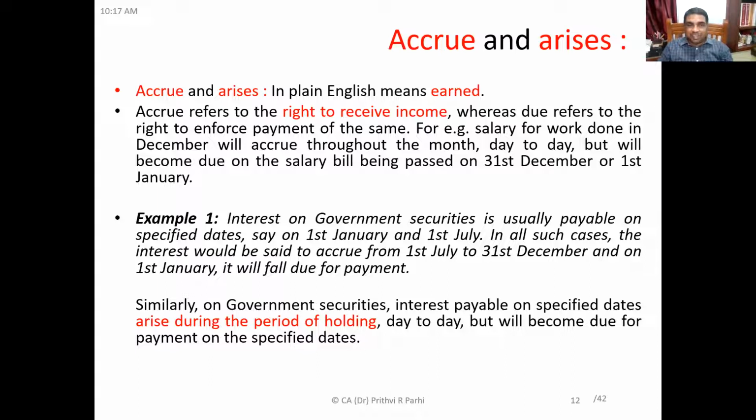Similarly, in many government securities, when money is deposited, they become due on a fixed date. But interest is accruing on a daily basis. So I think you have understood the meaning of accrue or arise.